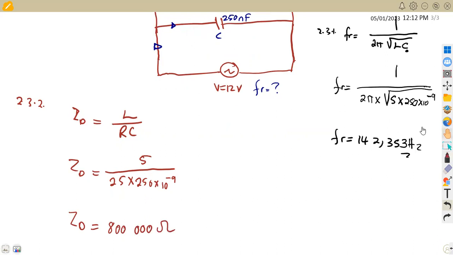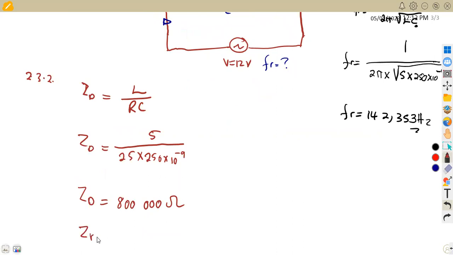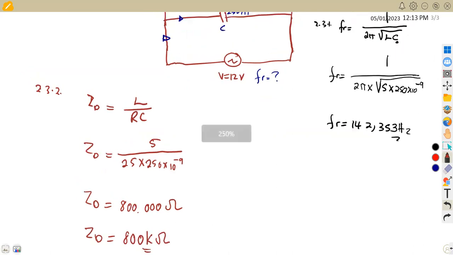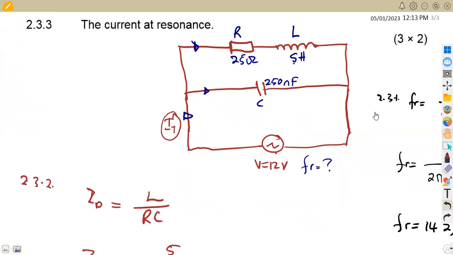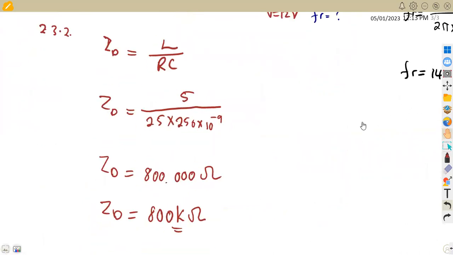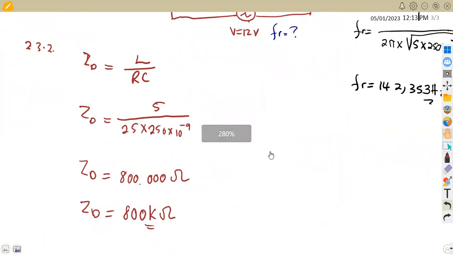So you can have it in kilo ohms. If we divide by 1,000, that will be 800. So this is going to be 800 kilo ohms. That is our dynamic impedance, and from there we need the current at resonance. The current at resonance is the total current. If it is at resonance, it is going to be the voltage over the dynamic impedance, which is our total impedance for this circuit. That is how we can have our total current.